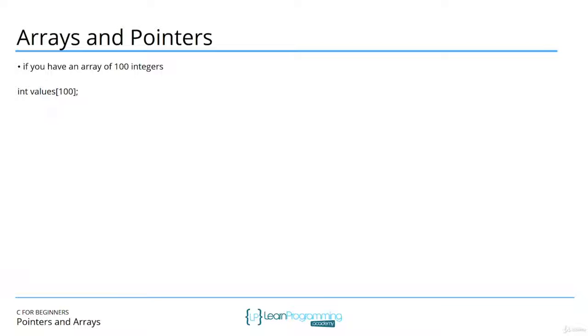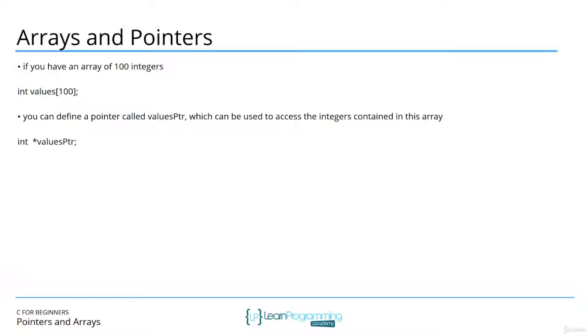If you have an array of 100 integers, we know what this means. You just say int values[100]. 100 is the size. That means you can store 100 integers in that array. You can also define a pointer. We're going to name it valuesPtr since it's pointing to the values array. And it can be used to access the integers contained in this array. So we just say int *valuesPtr.